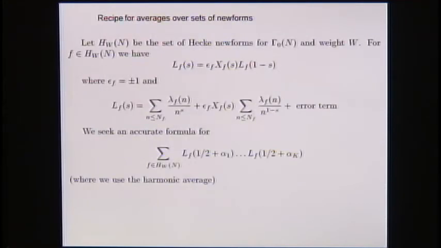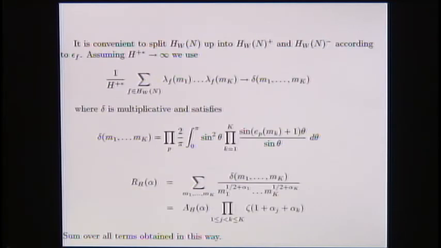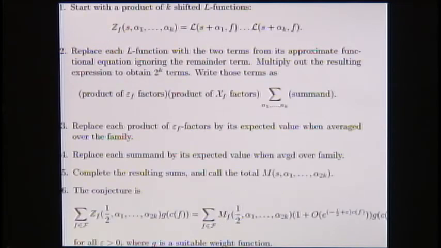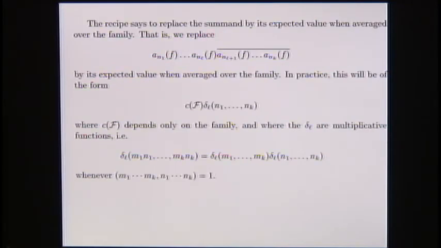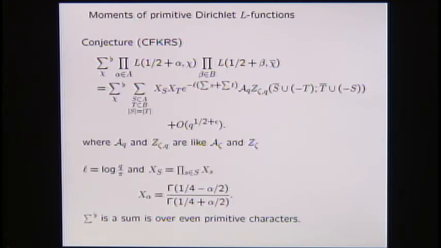And let's see, what else do I have? Okay, so there's information about how to average over newforms. This is a little bit trickier. And actually, the Chebyshev polynomials come up in this. But I'm not going to show you that. So that'll be in the slides.